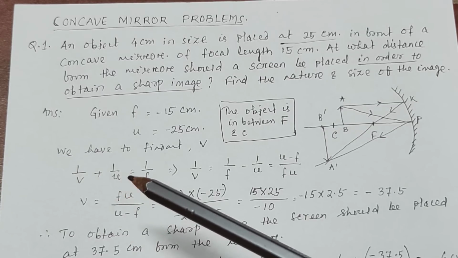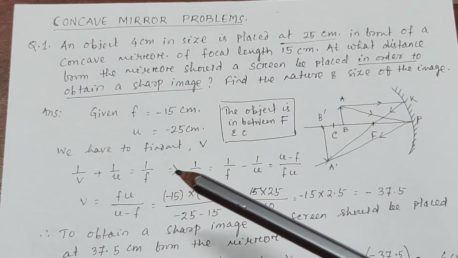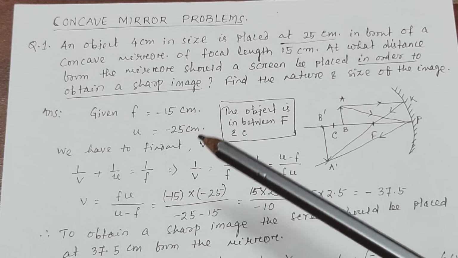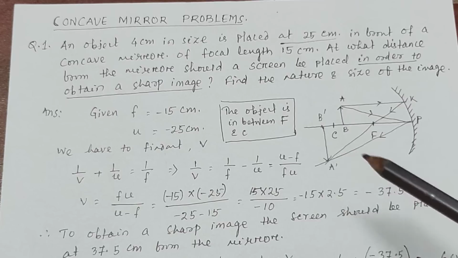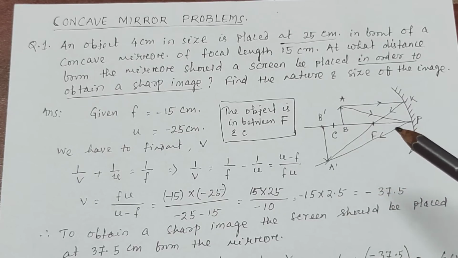1 by v plus 1 by u equal to 1 by f and substituting the values of u and f, you will get v equal to minus 37.5 centimeter. So the image will be formed at minus 37.5 centimeter on the same side of the object.